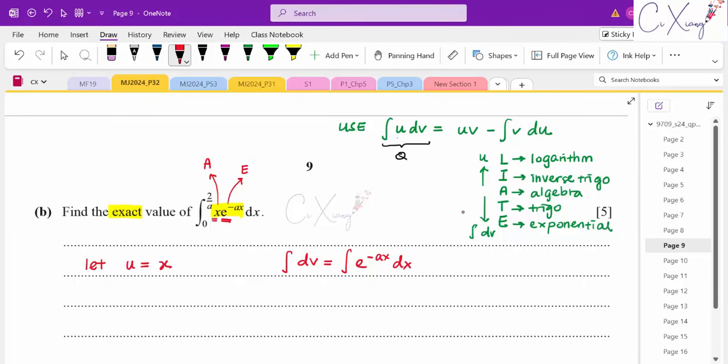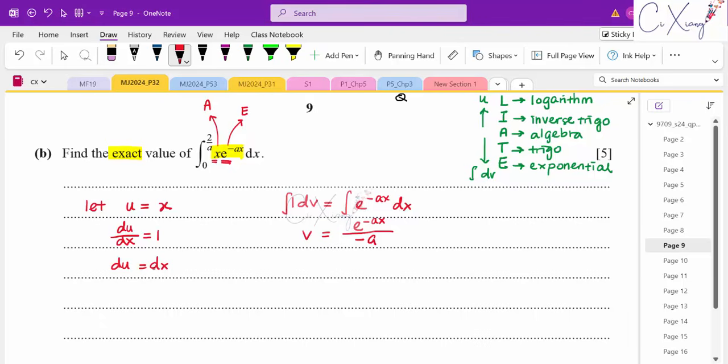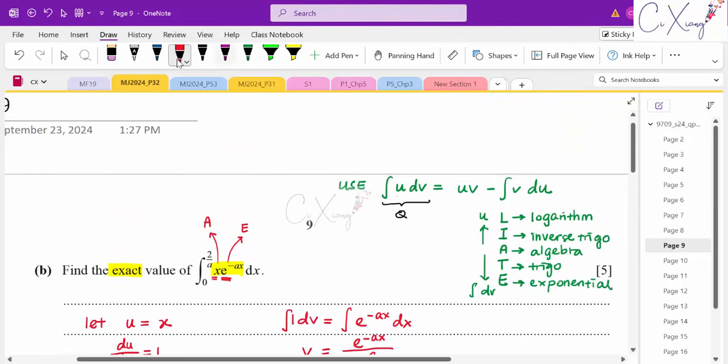Then how to continue next? Let's continue with u equals x first. I differentiate this part: du over dx equals 1. Therefore, du equals dx. For the integration part, integrate e negative ax: you copy back the original thing, then divide by the differentiation of the power, so you have negative a here. This is my v. Once I settle the u and the integration of dv, then I can start applying this formula.